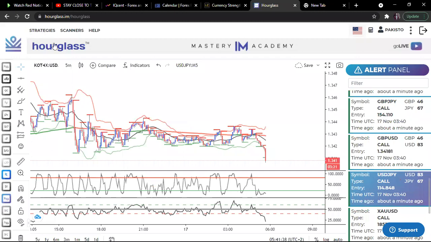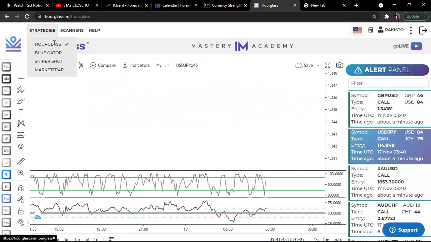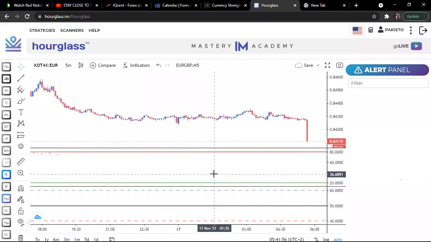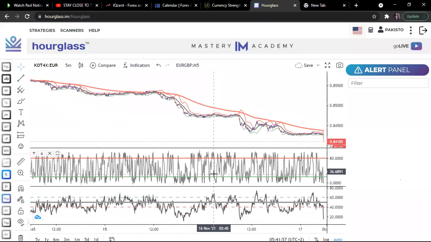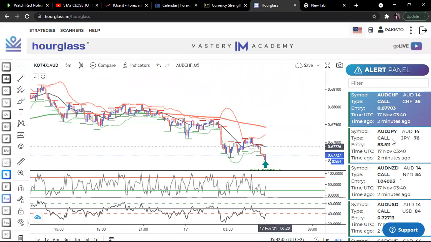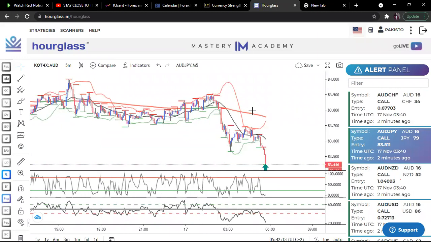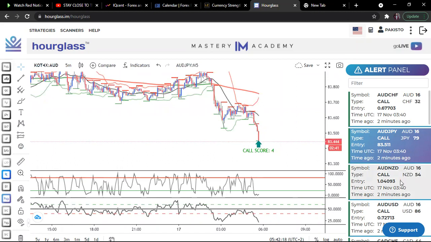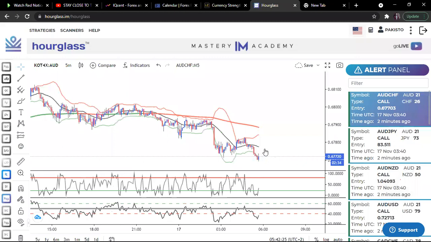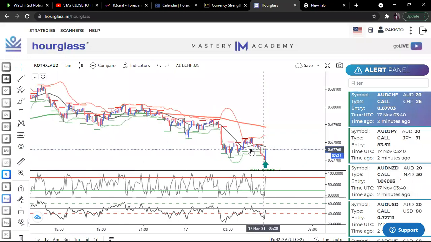Let me just refresh. This is a strong downward trend. AUD is very, very weak, and that's why all these currencies against it are pushing to the downside. This is a massive push on euros, on AUD-CHF. Sheesh, look at that massive push.